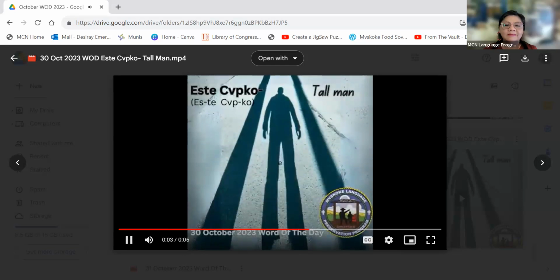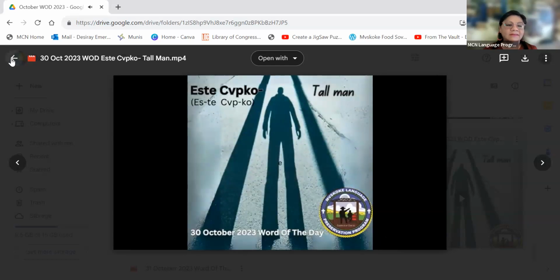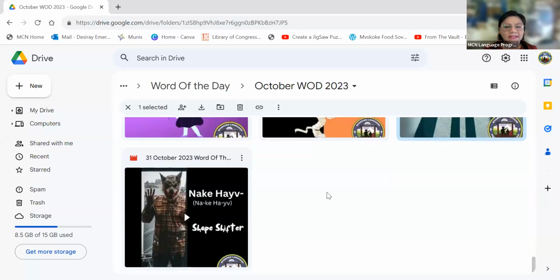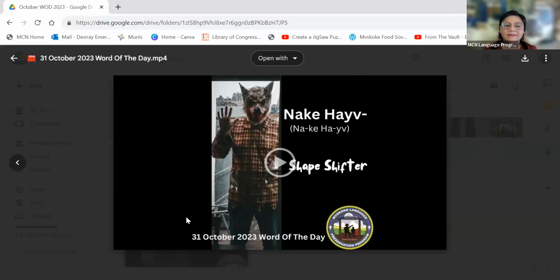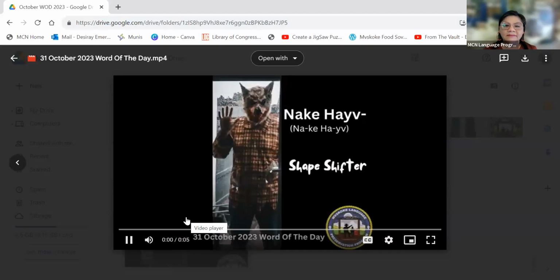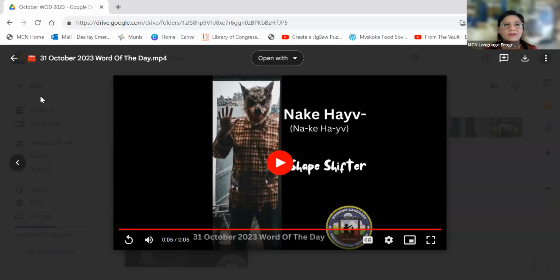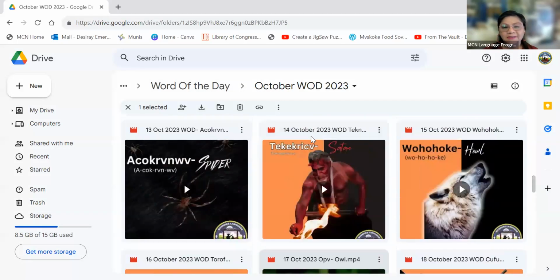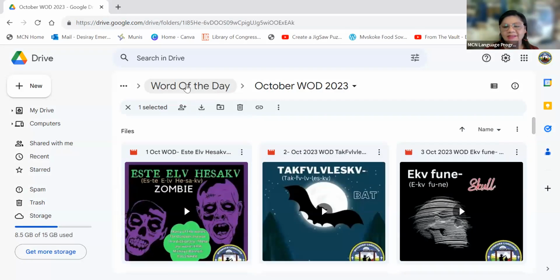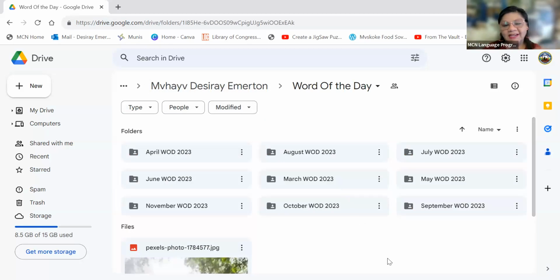Isti Chapko, tall man. Couldn't find an image for a tall man. That's the closest I could get. Nagi Haya, shapeshifter. All right, Nagi Haya. I had never heard of that. I always heard that usually the shapeshifter for Stigini is an owl. A person can shapeshift into an owl. So this one I've never heard of, but I thought I'd include it because this is a learning experience for you and me. Like I said, I just get carried away and get excited about our language.